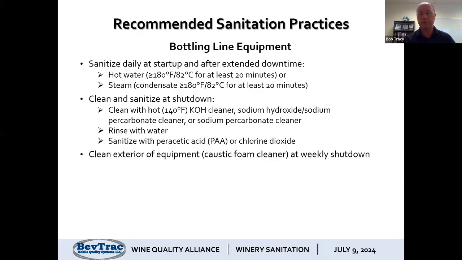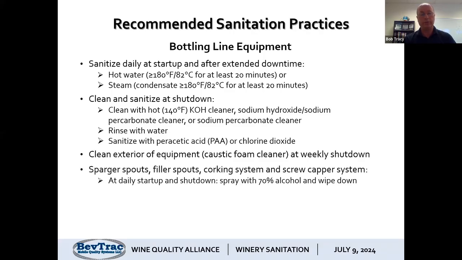You want to clean the exterior of the equipment at weekly shutdown. Several wineries are now using a caustic foam cleaner where they'll spray the foam onto the outside of the equipment, let it sit there, do some scrubbing, and then rinse it off. Because remember, the exterior of equipment, while not as risky for microbial contamination, is still a risk because you have microbes sitting on there. And if they're not taken off, they can get aerosolized and get into your product.